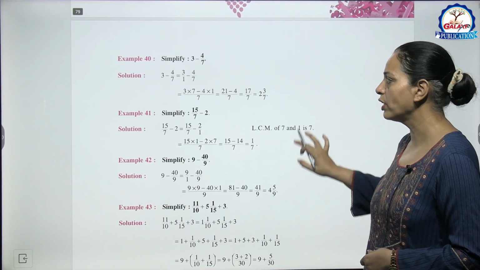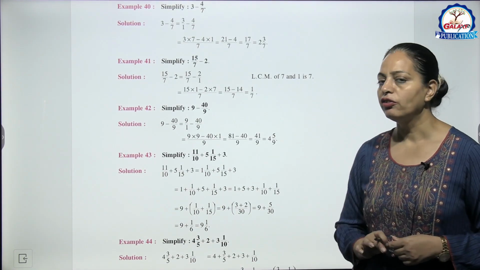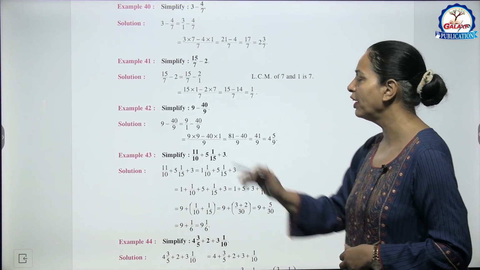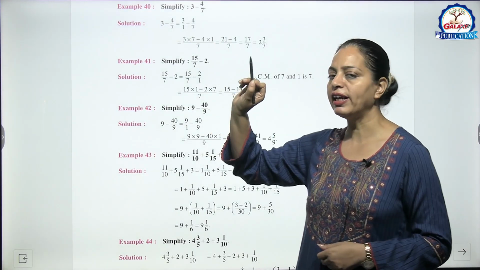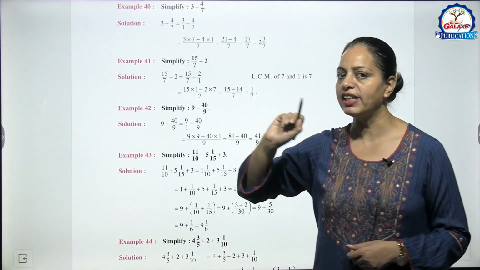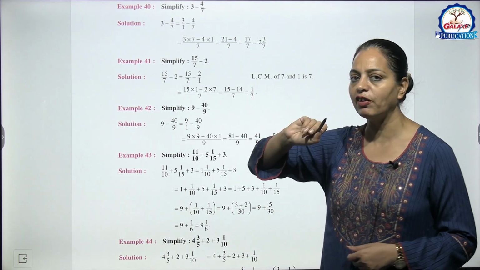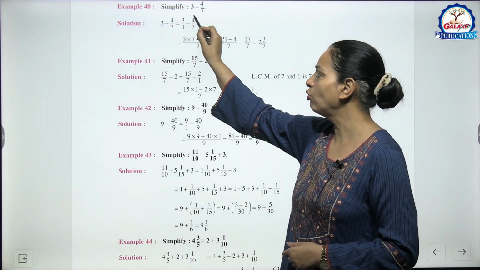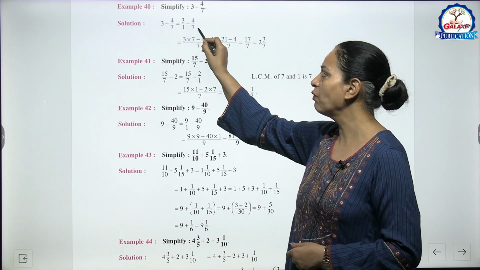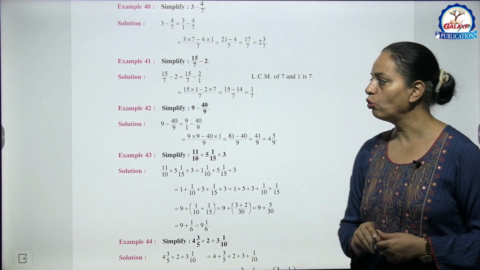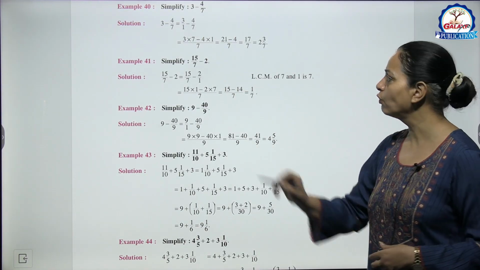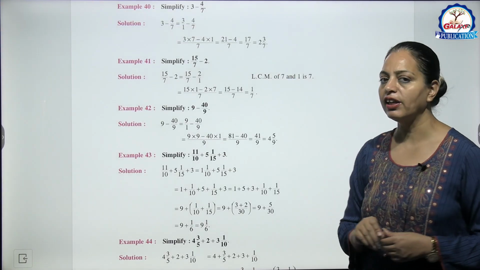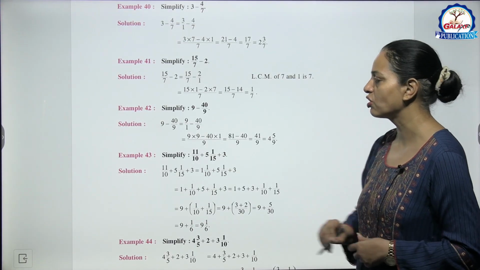Now we are coming to example 40. Simplify 3 minus 4 by 7. 3 is there, we will write 3 upon 1, minus 4 by 7. Take the LCM. LCM is 7 only. So 1 sevens are 7, 3 sevens are 21, and here 7 ones are 7, 4 ones are 4, right? So 3 into 7, 21 minus 4, 17 upon 7, convert into mixed fraction.